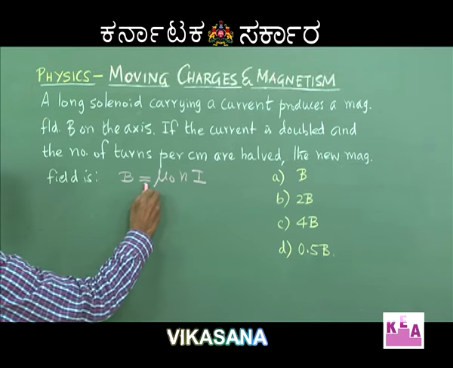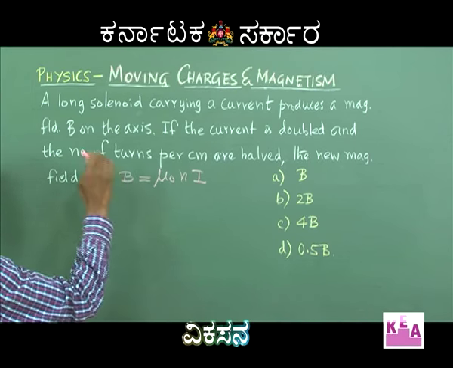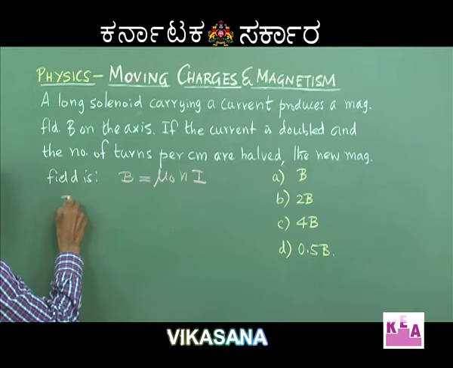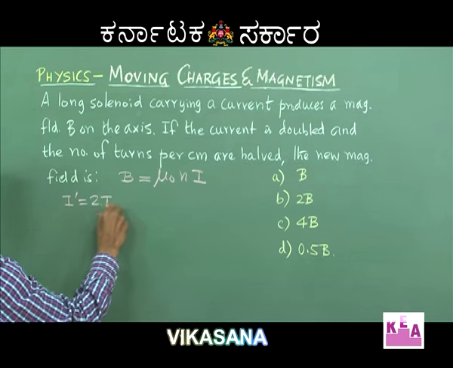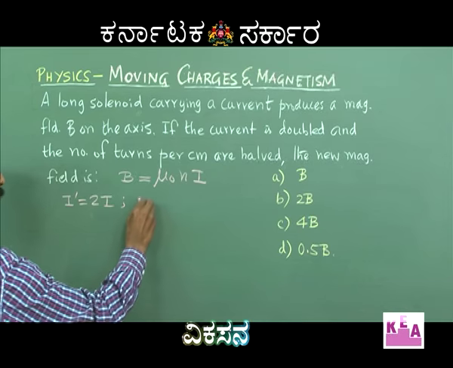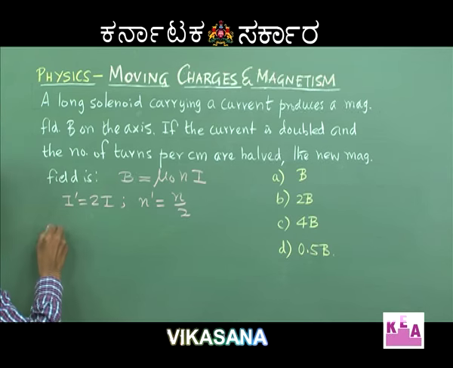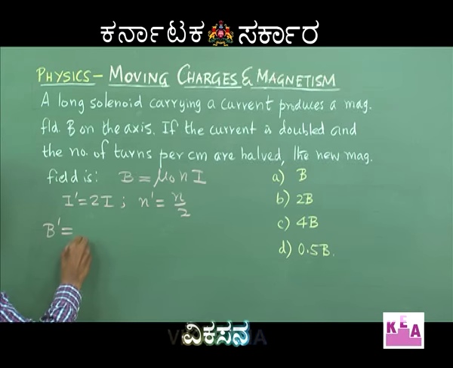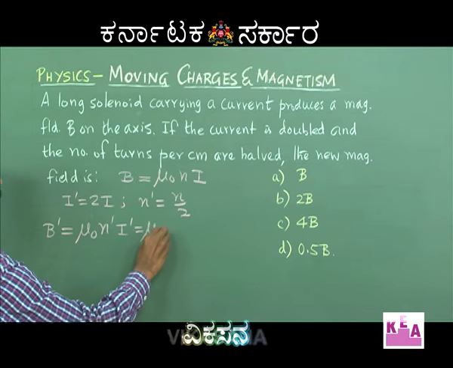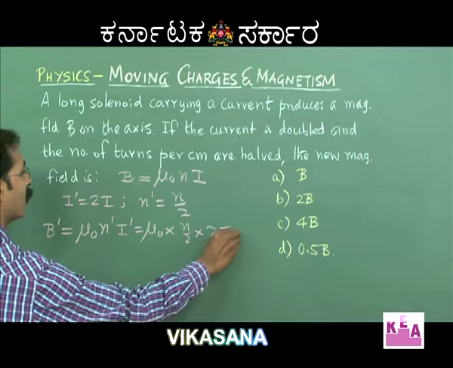Now, suppose the current is I and the number of turns is n, therefore the magnetic field inside the solenoid is mu naught n i. Now, the current is doubled, that is, new current is equal to 2 times old current, and the number of turns per unit length is halved, therefore new number of turns is equal to old number of turns divided by 2. I have to find the new magnetic field, which is equal to mu naught into new number of turns into new current, which is mu naught into n by 2 into new current 2i.